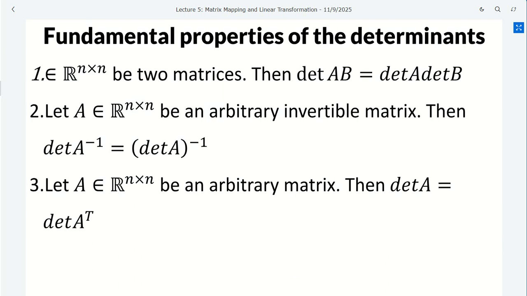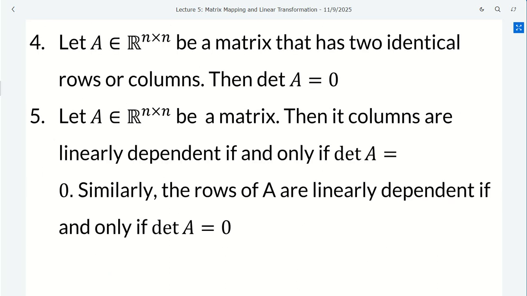All right, so let's talk about some properties of determinants. The determinant of the product of two matrices is just finding the individual determinants and multiplying them. Then, as we saw already, the determinant of the inverse of a matrix is the inverse of the determinant of the matrix. Also, the determinant of a matrix is the same as the determinant of its transpose.